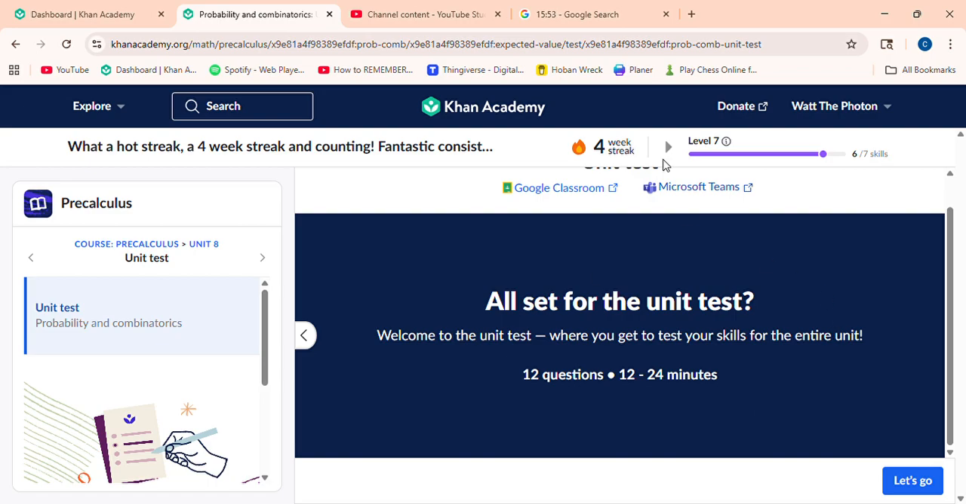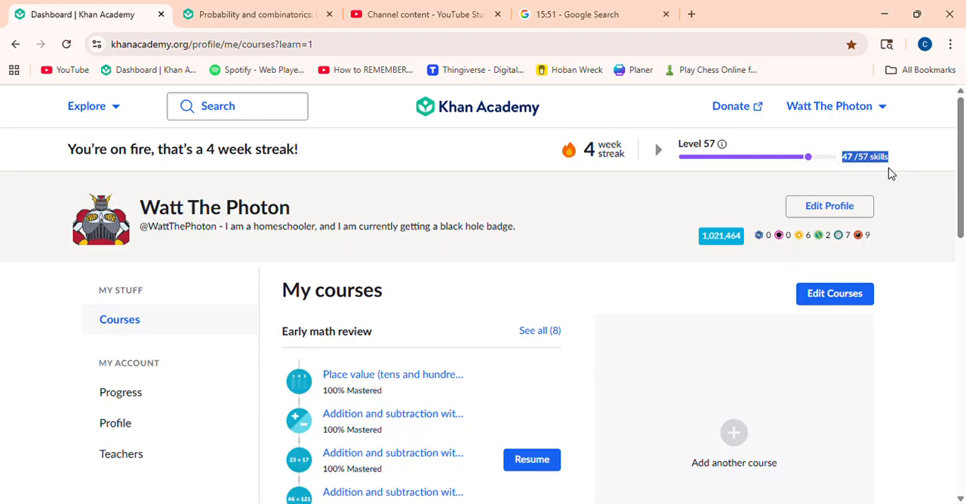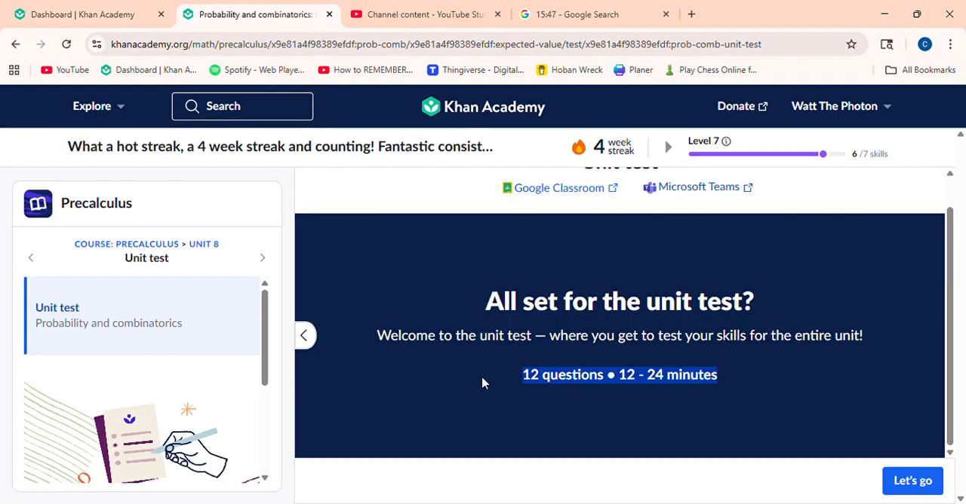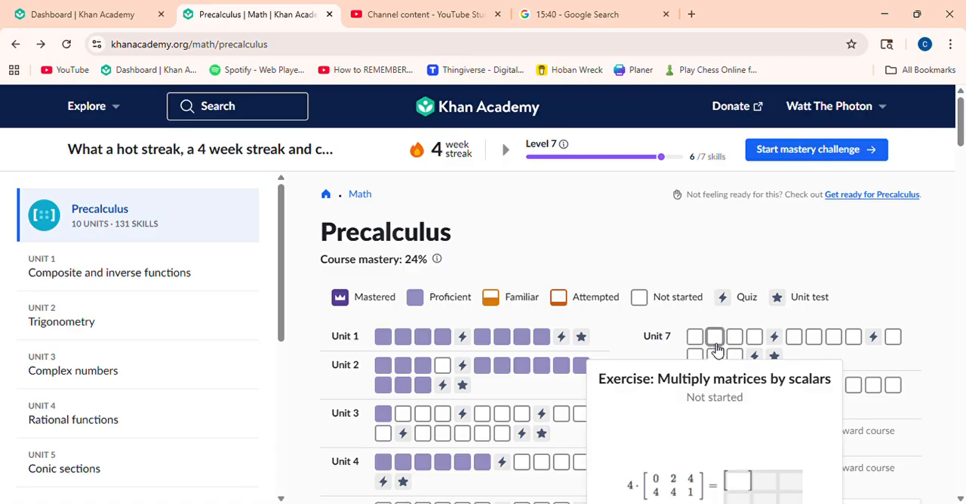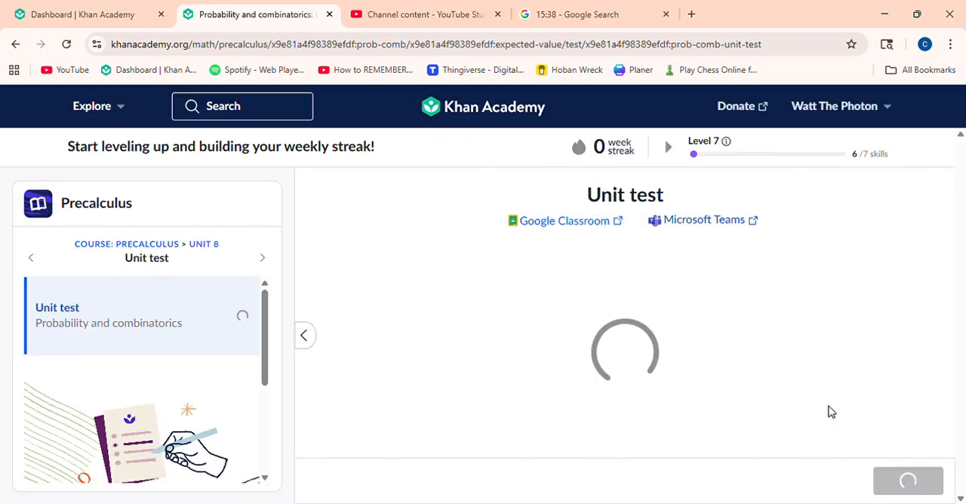Math time. We have like 10 more skills before the timer is up. We'll see if I get there. I should get 12 questions. Alright, I could also do this one. Let's see and say first. 8.